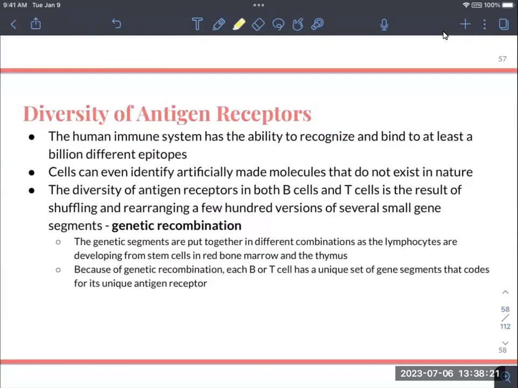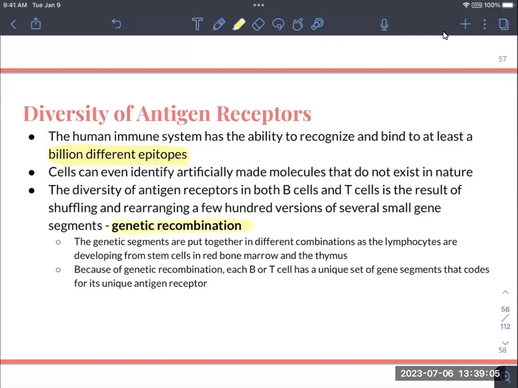So our immune system can actually identify and bind to at least 1 billion different epitopes, these different receptors on those antigens. They can even identify artificially made ones that are made in a lab. So there's a lot of diversity in these receptors for both B cells and T cells. And it's just by rearranging those epitopes, moving things around just slightly, and that is known as genetic recombination.